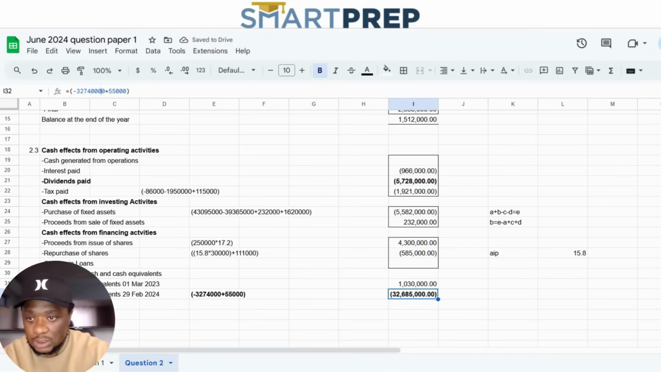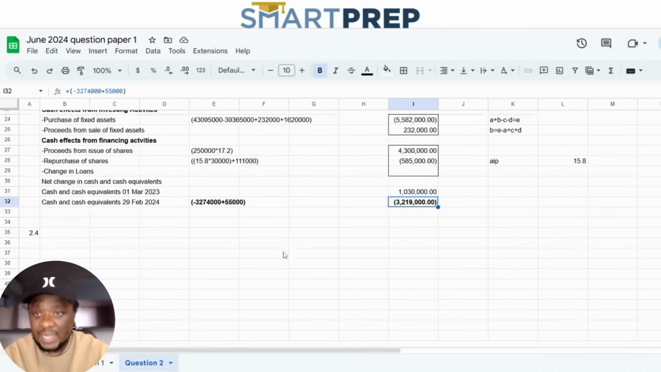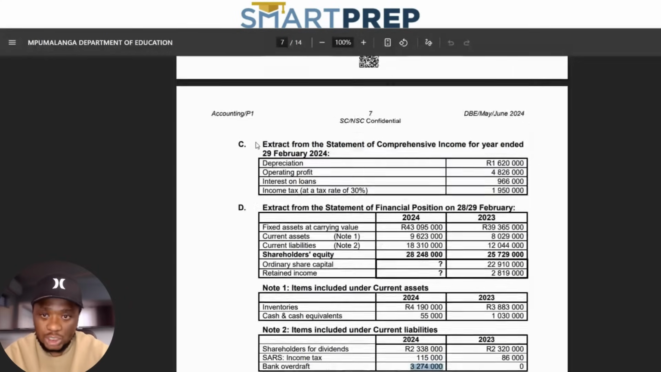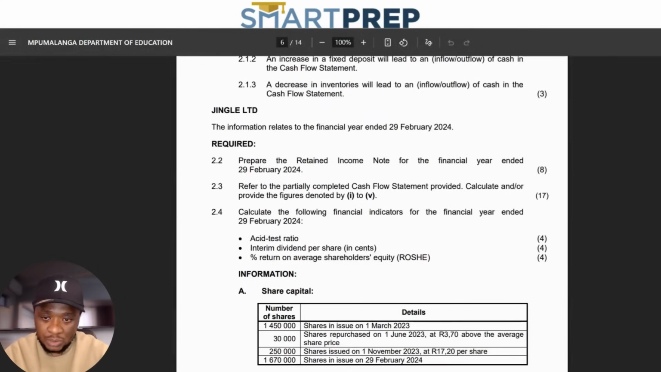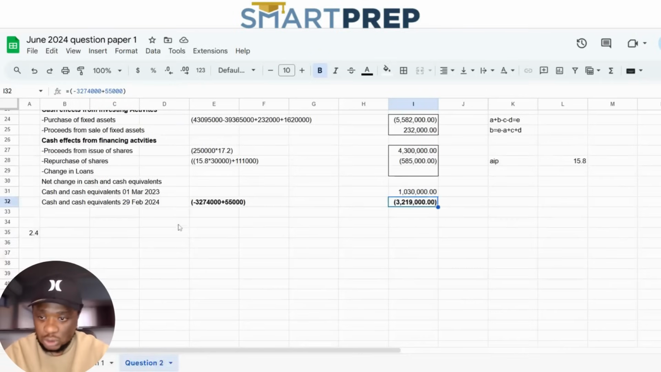Let's take off 10. That works out to 3,219,000. Okay, hopefully that makes sense. And then let's look at the few questions that remain, and it's basically just a few ratios that we need to calculate. So firstly, asset test ratio, and we don't need to comment, we just need to work it out.